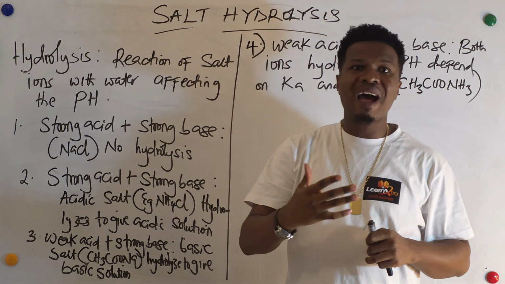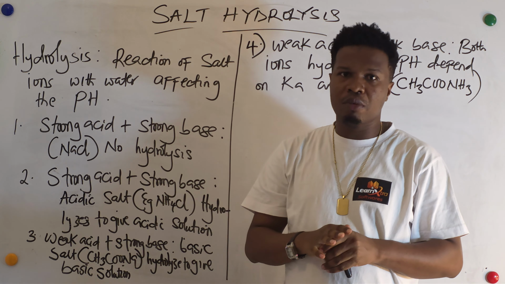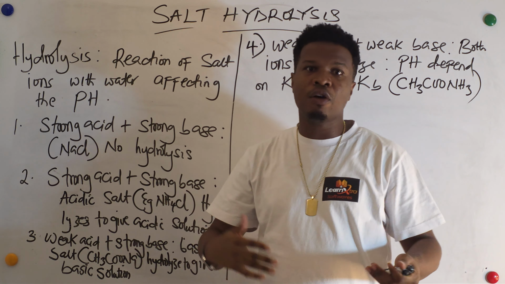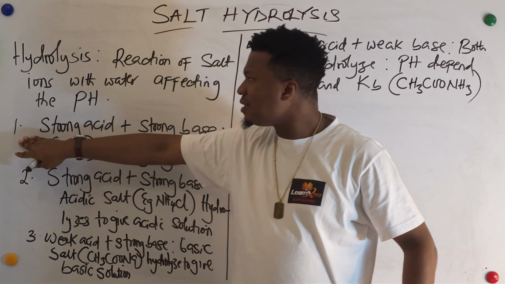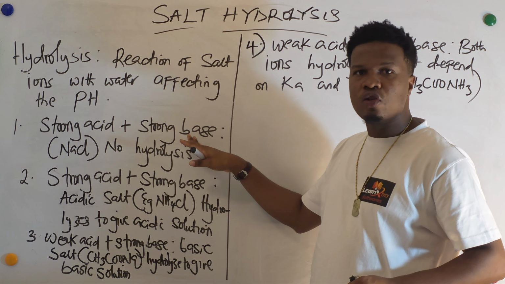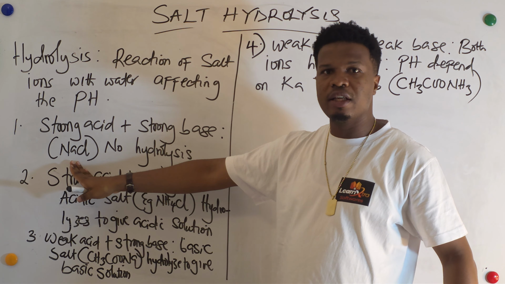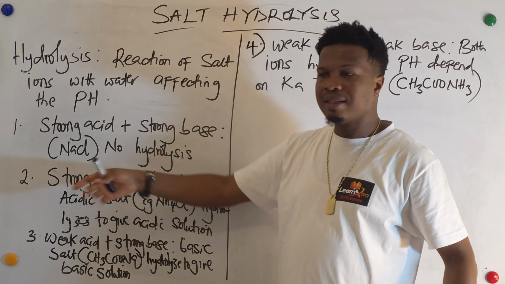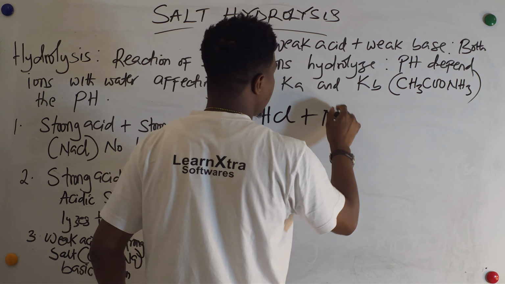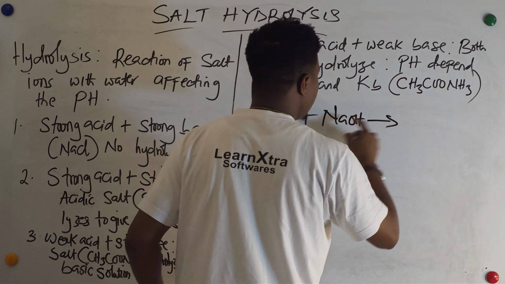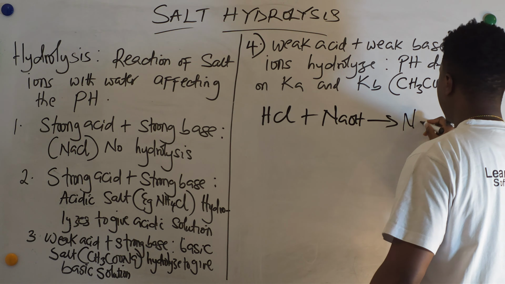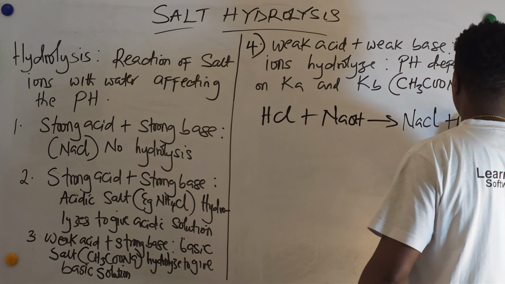And this reaction affects the pH of that solution, because the moment it reacts, it will alter the pH and either make it acidic or basic or neutral. Number one is when you have a combination of a strong acid and a strong base, the salt you are going to get is sodium chloride, okay? Example, how do we get sodium chloride? If you have HCl plus sodium hydroxide, okay? Look at this combination. This is a strong acid, this is a strong base. The salt you are going to have here is sodium chloride plus water.